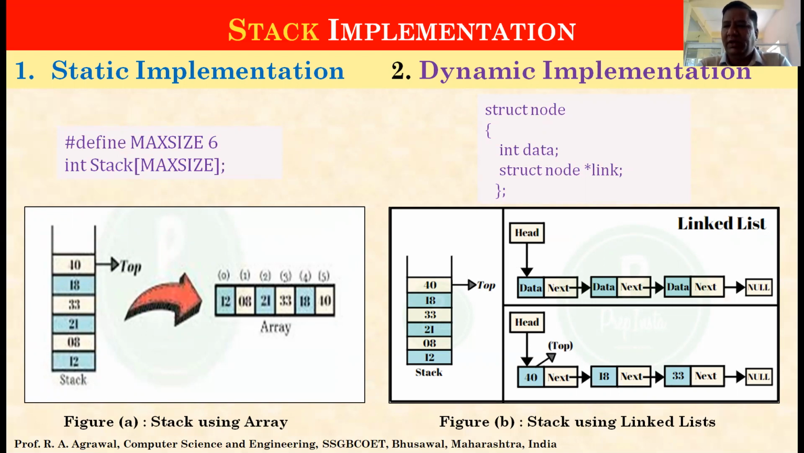95 elements will not be present in that list, but we have reserved the space for these 95 elements. So what will happen? These 95 elements will hold some memory which will be wasted because we have used only 5 elements. So in order to avoid this type of situation, we implement stack using dynamic implementation.